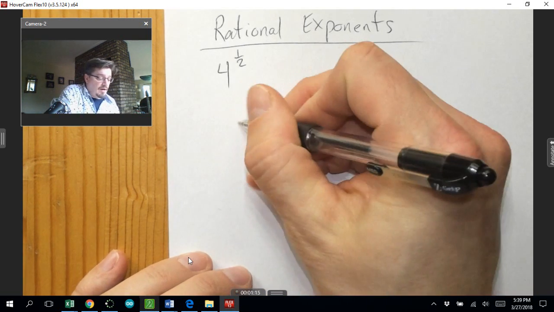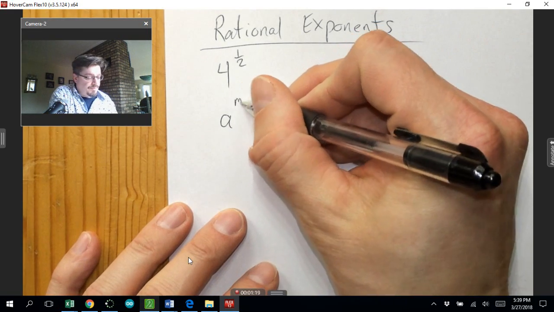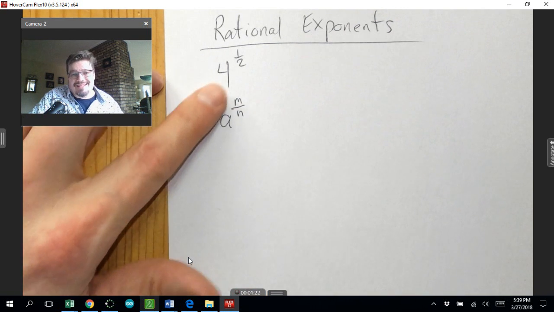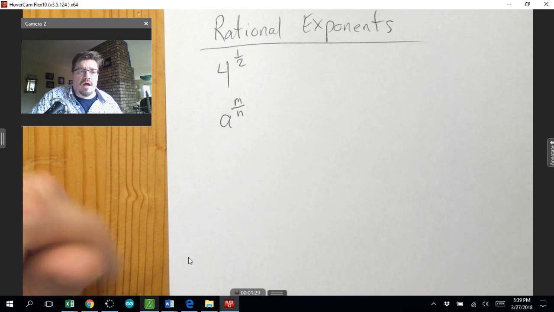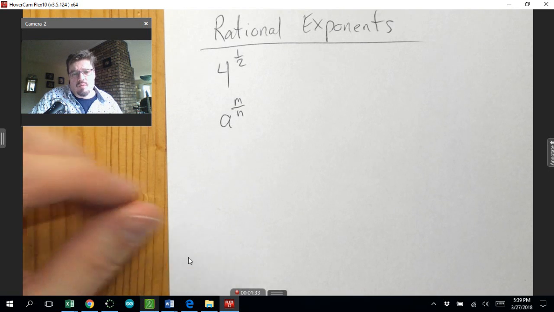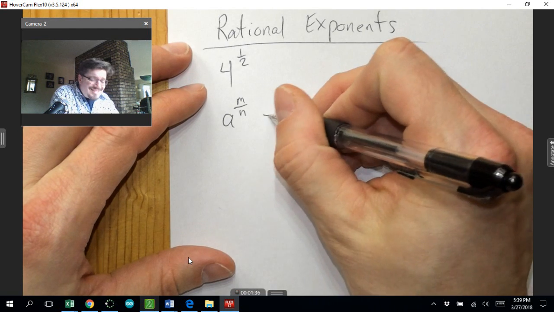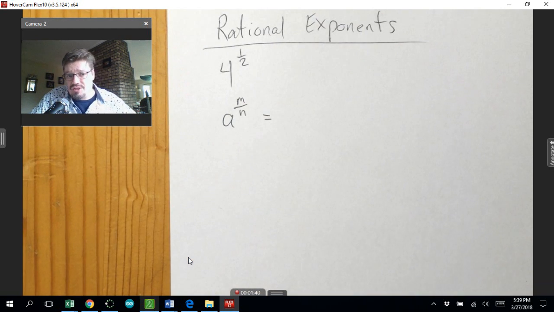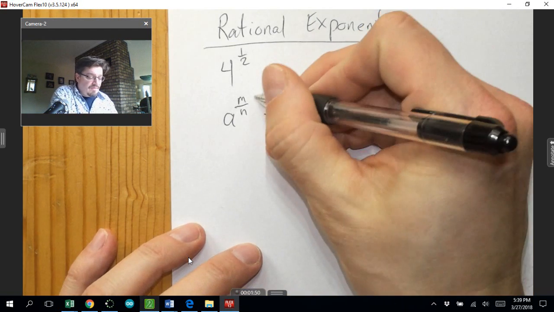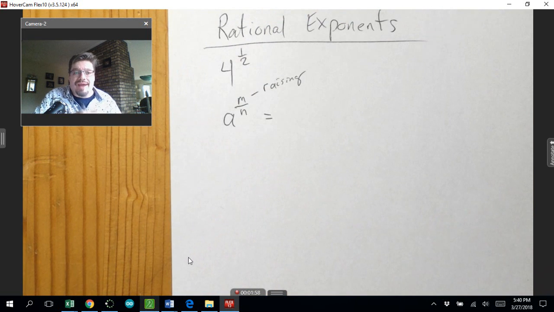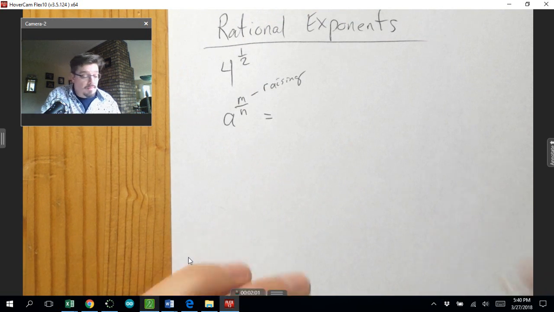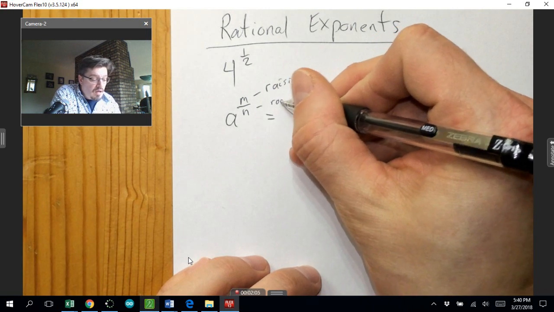So what we want to do is look at, let's just say that you have this base of a. We want a number that will be raised to m to the n. Now, all this is saying is that a fractional exponent is doing two things at the same time. It is both raising to a power, but also taking a root. The raising of the power comes from the m part. So this is us raising a to the mth power, but we're taking the root of the nth.